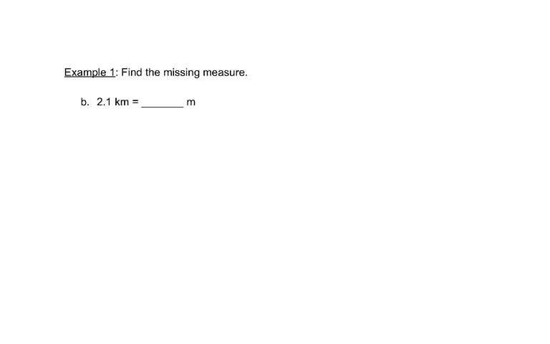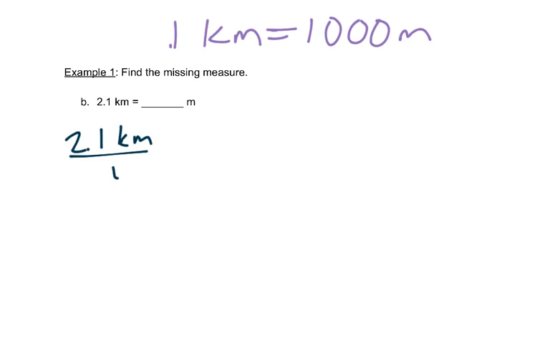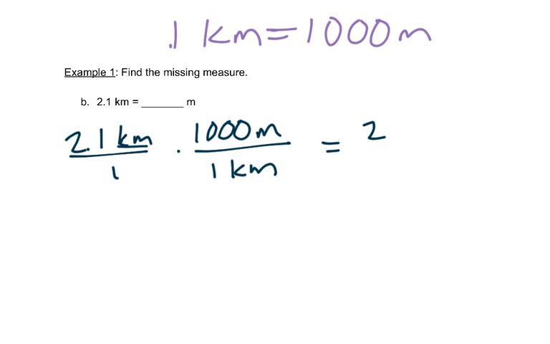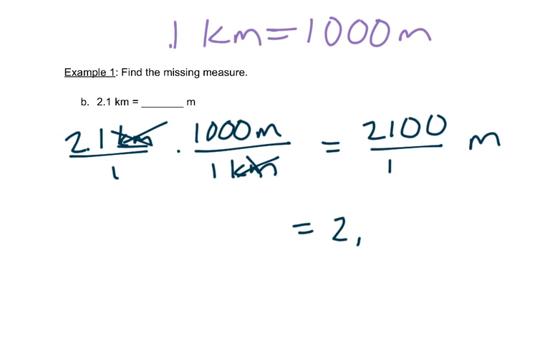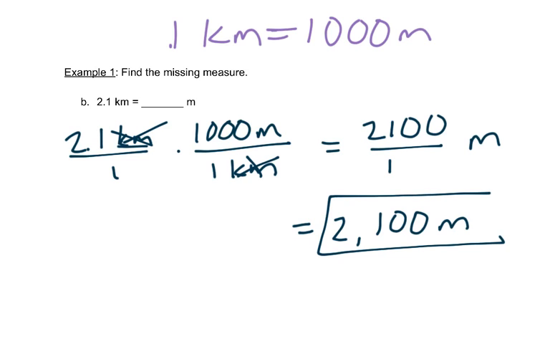So part B says 2.1 kilometers equals how many meters? So you can see on your page that 1 kilometer is equal to 1,000 meters. So we'll start off with 2.1 kilometers over 1. Kilometers is on top, so we'll put the 1 kilometer on the bottom. And we'll put the 1,000 meters on the top. Multiply straight across, and we get 2,100 over 1. Meters have canceled out, kilometers have canceled out, leaving us meters. So we get 2,100 meters.